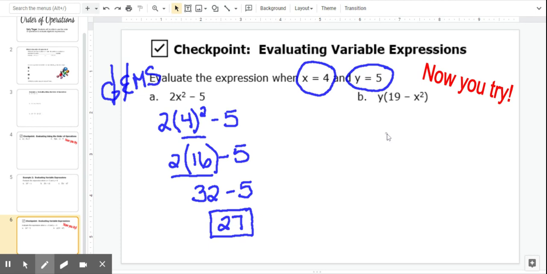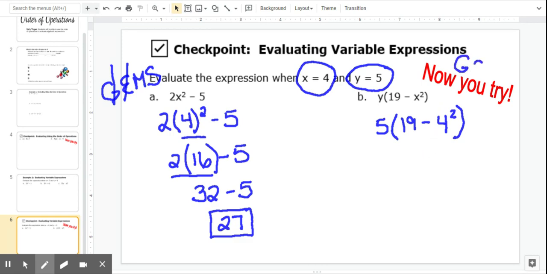One more problem. Problem B. Let's rewrite. I'm going to take out the y and replace it with what? 5 parenthesis 19 minus, what should I replace x with? 4 squared. What should I do first?